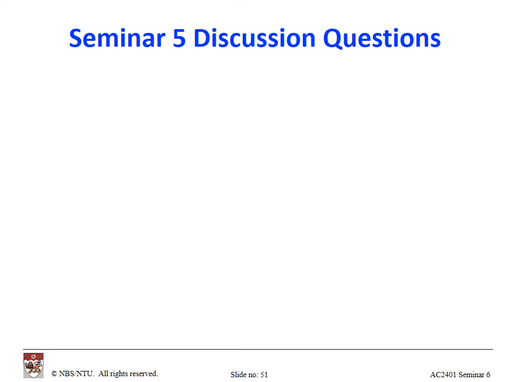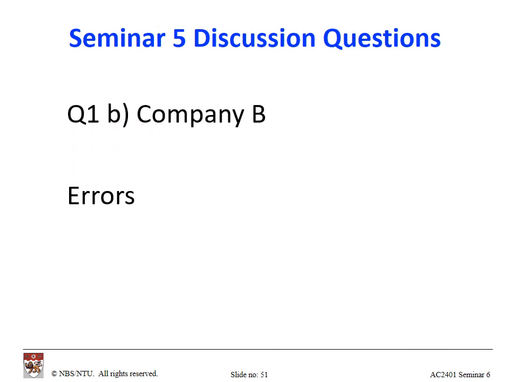Question 1B is about Company B, whose accountant has discovered some errors in accounting documents. The first error is in the header text field. The second error is a posting to an erroneous account. So how can we rectify these errors in SAP?